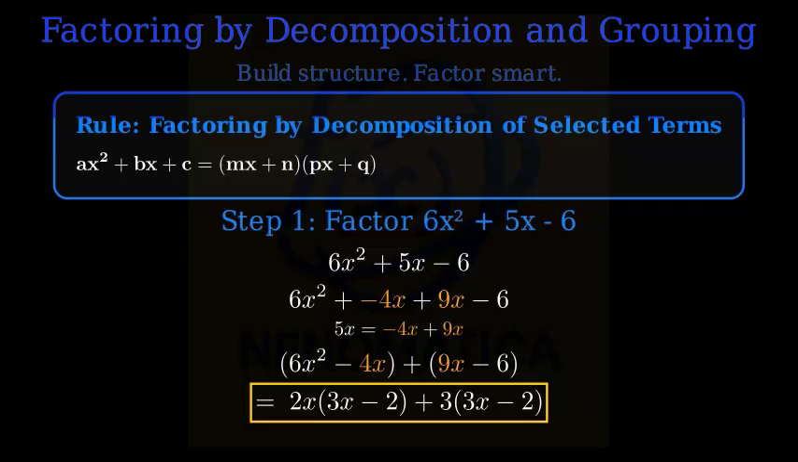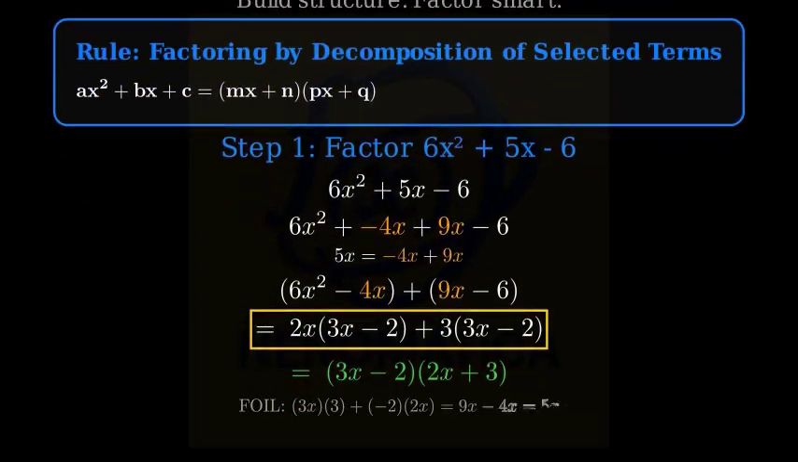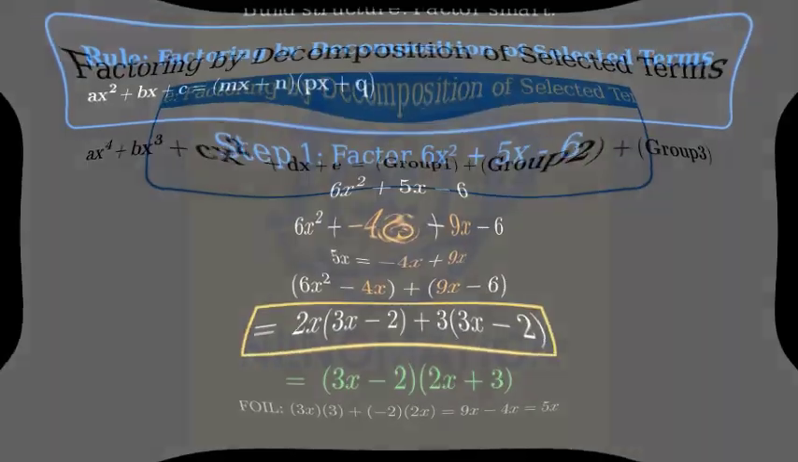Notice the common binomial factor 3x minus 2 emerging. Factor out the common binomial to get the final product. This gives 3x minus 2 times 2x plus 3. Quick check, the outer and inner products combine to 5x.